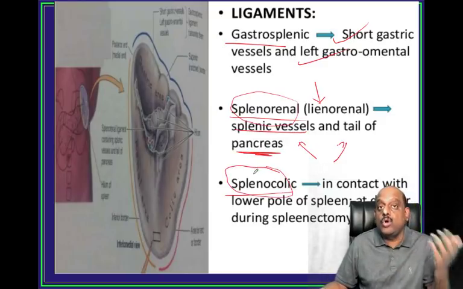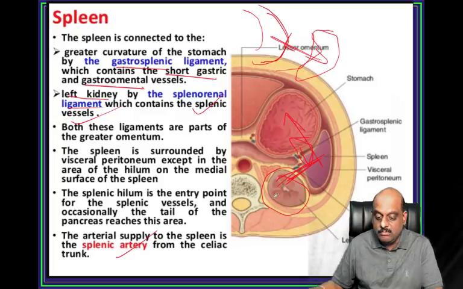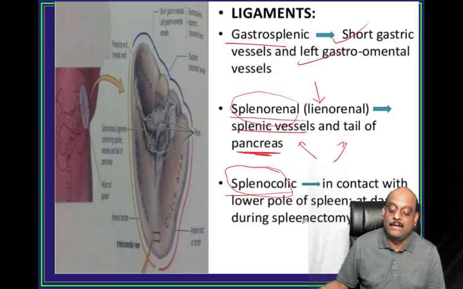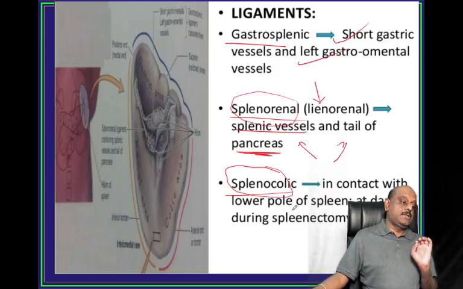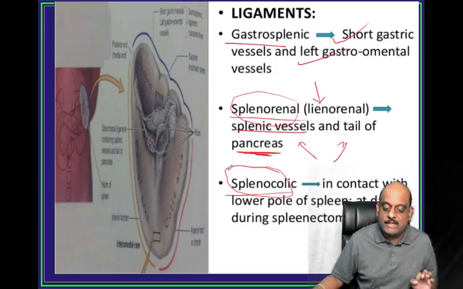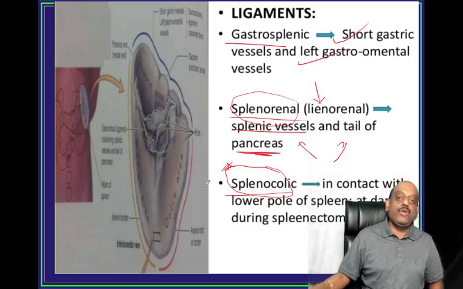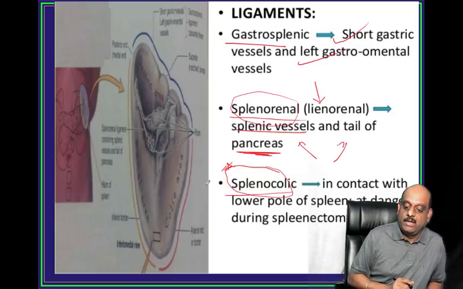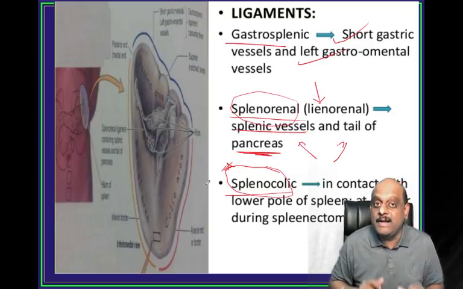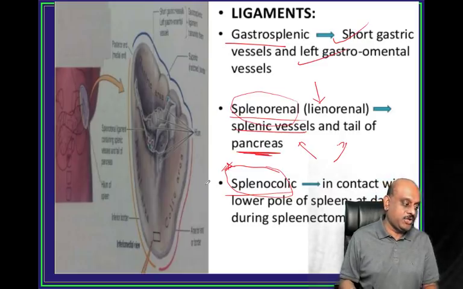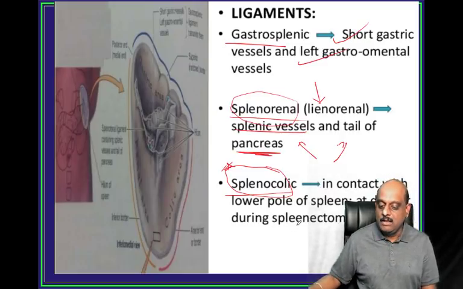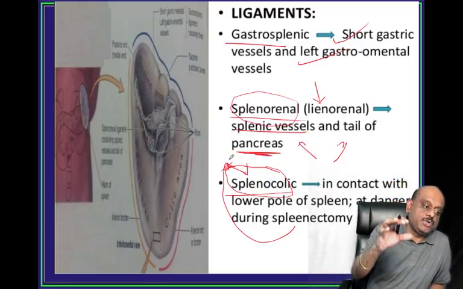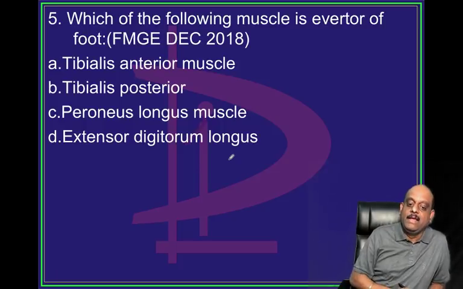Then you have the splenocolic, where the lower pole of the spleen is connected with the colon, right? A favorite single-liner question of the examiner: if you are doing a splenectomy, which ligament is in danger of getting injured? You should remember, it is the splenocolic which is at danger of getting injured at the time of splenectomy.